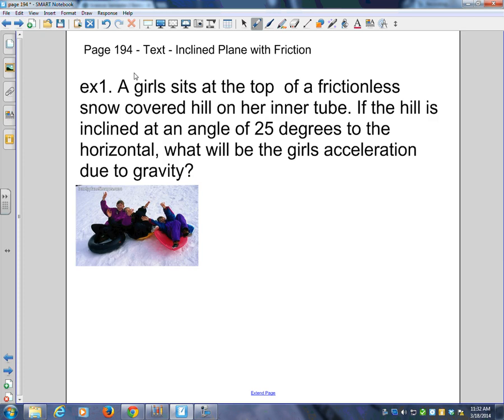A girl sits at the top of a frictionless snow-covered hill on her inner tube. Not like Randy Drager the day he lost his spleen. If the hill is inclined at an angle of 25 degrees to the horizontal, what will be the girl's acceleration due to gravity?